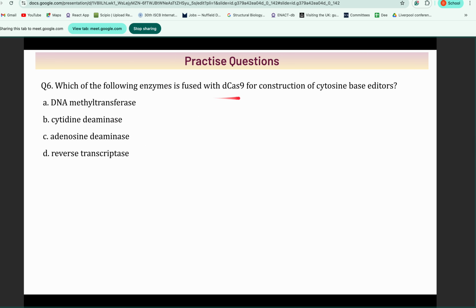Next question is, which of the following enzymes is fused with the dCas9 for the construction of cytosine base editors? Option A is DNA methyltransferase, option B cytidine deaminase, option C adenosine deaminase, and option D is reverse transcriptase.